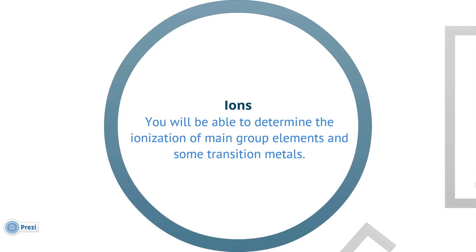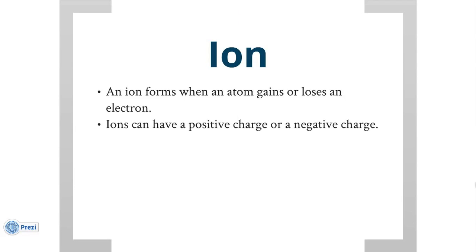You will be able to determine the ionization of main group elements and some transition metals. An ion forms when an atom gains or loses an electron. Ions can have a positive charge or a negative charge.